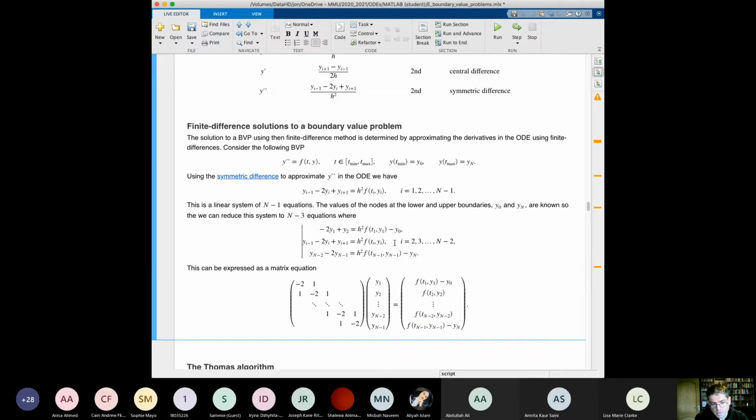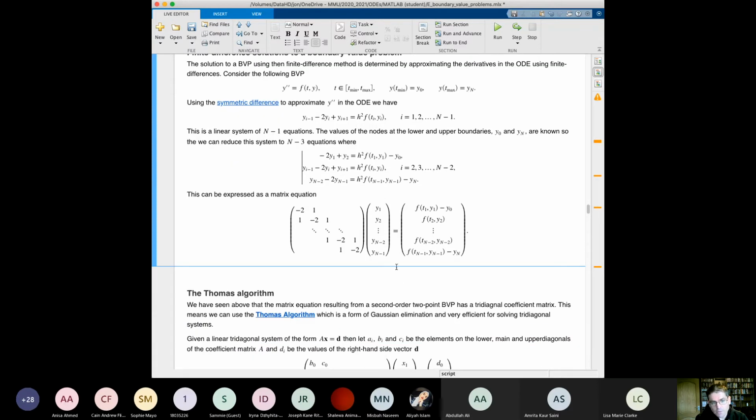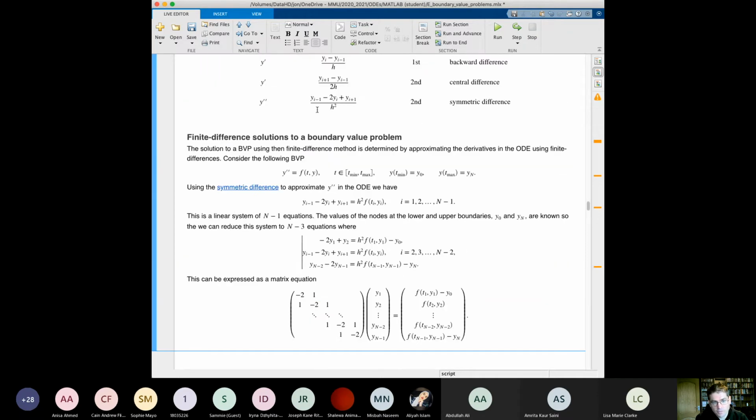All of the equations in the middle, for i goes from 2 to n-2, have 3 unknowns: y_{i-1}, y_i and y_{i+1}. And for the last equation in the system, because we know what the value of y_n is, we can subtract that from both sides. Okay, so we can express that as this matrix equation. Now notice we have a tridiagonal coefficient matrix. That's as a result of using our symmetric difference. Okay, so we'll get a tridiagonal coefficient matrix.